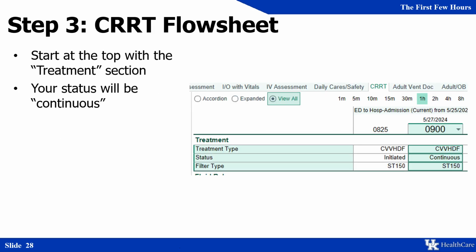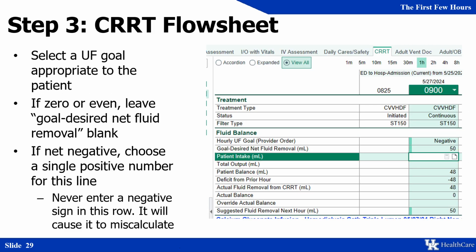Now we're going to go to our CRRT flow sheet. We're going to start with the treatment section, and our treatment is still CVVHDF. It is now continuous instead of initiated, and we're still using the ST150 filter. We're going to select the appropriate UF goal for the patient. Since our order was 0 to net negative 100, we are going to go with 50.